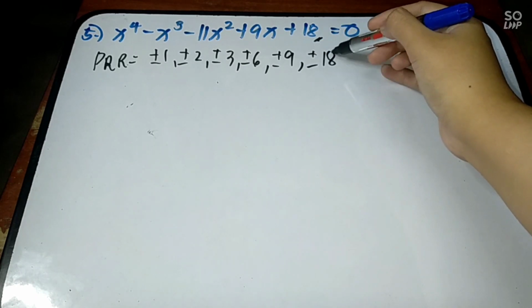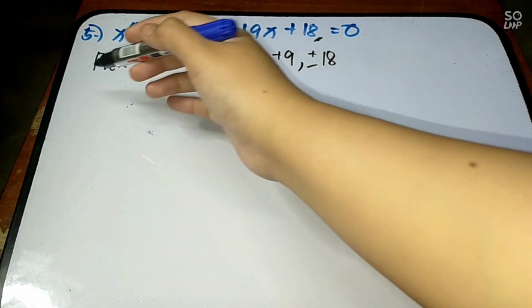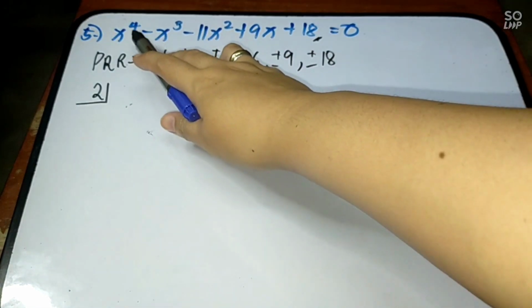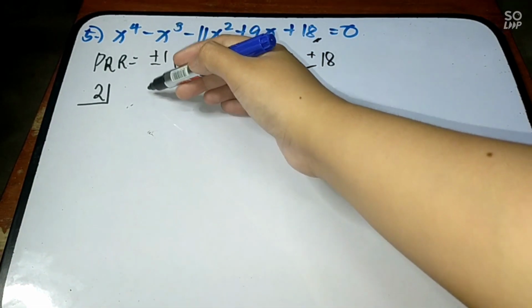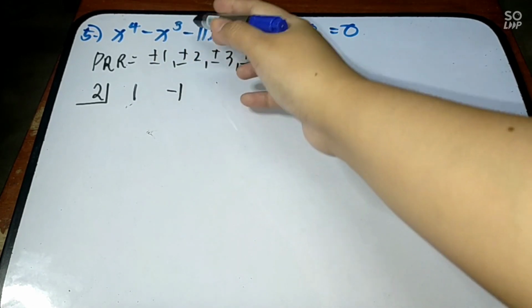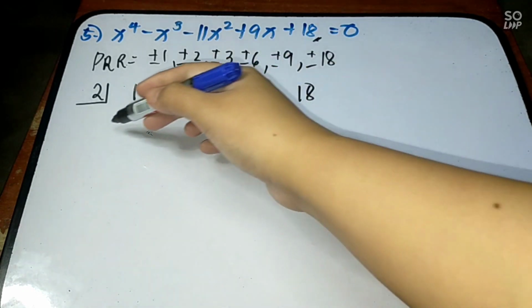So, those are the numbers that can divide 18. Then, afterwards, let us pick a number to divide. So, let us try 2. We have here 2. Then, since our terms are complete, let us have the numerical coefficients of x raised to 4: we have here 1, negative 1, negative 11, 9, and 18.